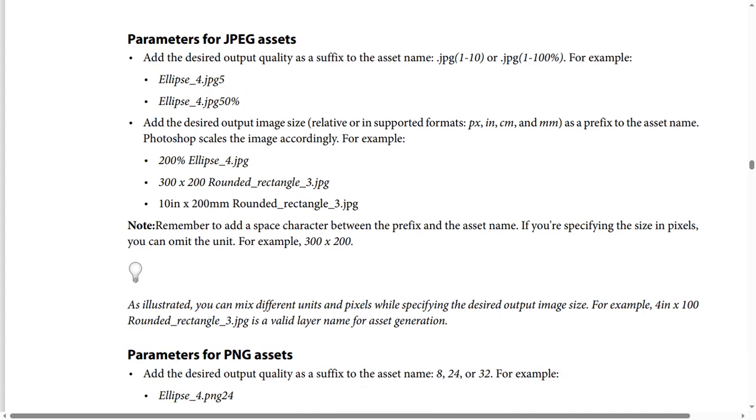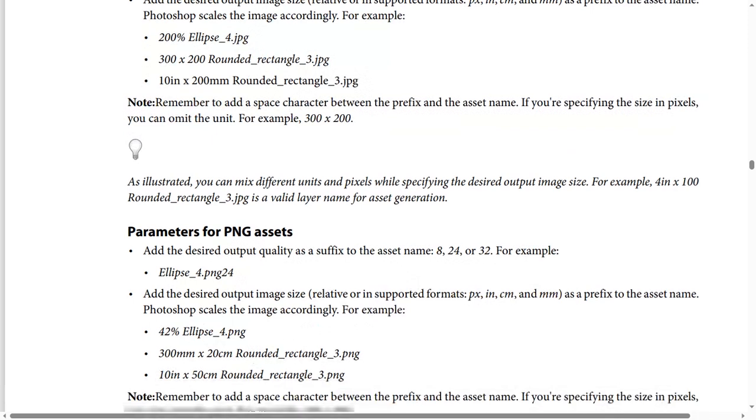And note, be careful again. Remember to add a space character between the prefix and the asset name. If you are specifying the size in pixels, you can omit the unit, for this example now, 300x200, and as illustrated, you can mix different units and pixels while specifying the desired output image size.